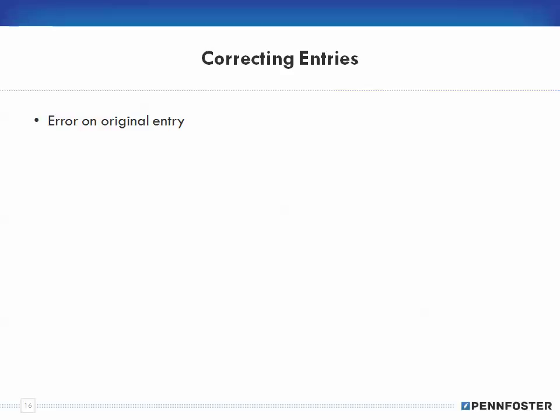All right, so we have the unadjusted trial balance, and now we're going through these accounts. At this point in time, there are two types of entries that can be made: correcting entries and adjusting entries. Correcting entries are basically just looking and saying, okay, there was an error, and so we have to correct that original journal entry, all right?